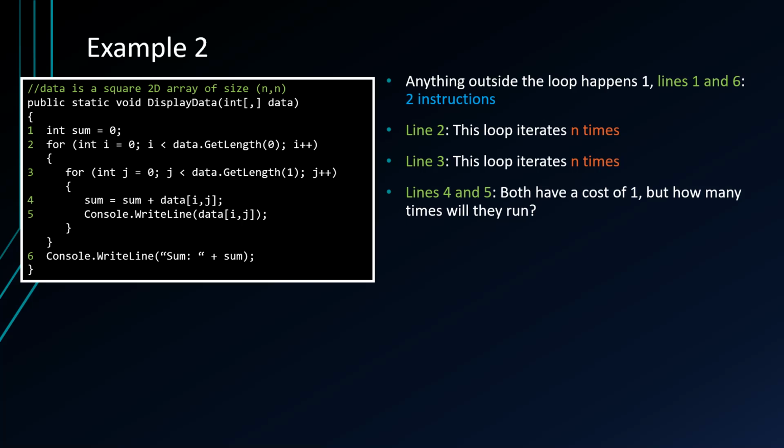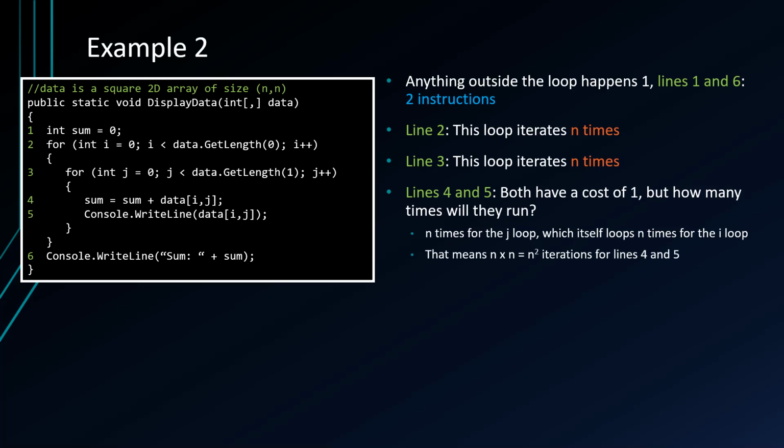Well, let's think about that. They're going to loop exactly n times for the j loop. Okay. But the j loop loops n times for the i loop. Now, if we do the math on that, that means that we have n times n iterations, or n squared iterations for lines 4 and 5. Really, all we do is take the number of iterations of the first loop and multiply it by the number of iterations of the second loop, and that's how many times everything inside is going to actually operate. And we have 2 instructions in there, so we end up with n squared times 2 instructions. Okay.